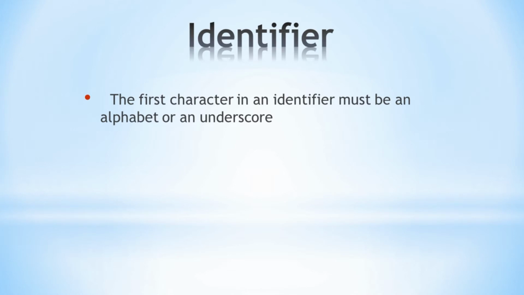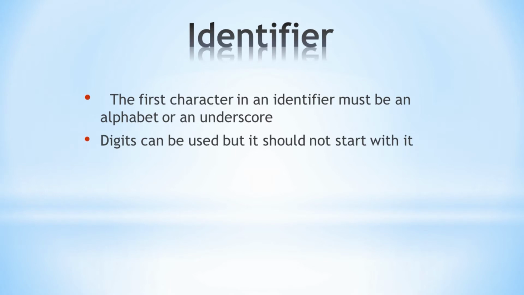Every programming language has different rules for the construction of identifiers. So here are the rules for the identifiers in Python. The first character in an identifier must be an alphabet or an underscore. Digits can be used, but it should not start with it. That means you can use digits in your identifier, but it should not start with it.